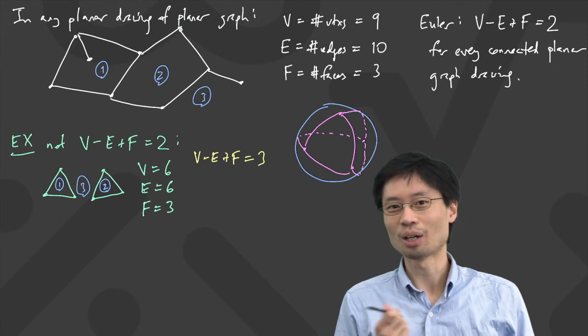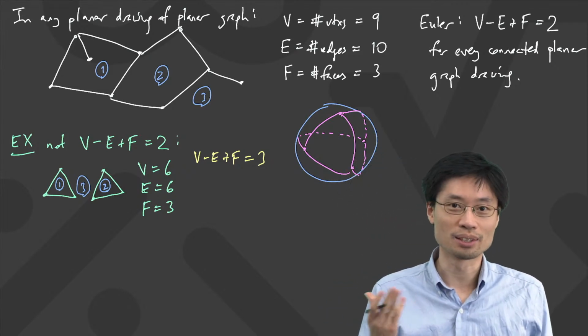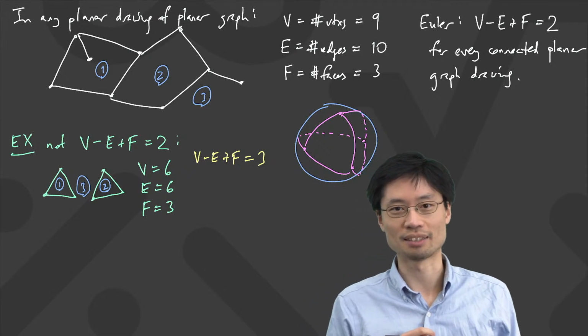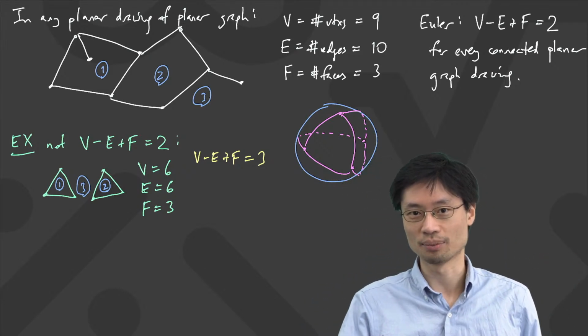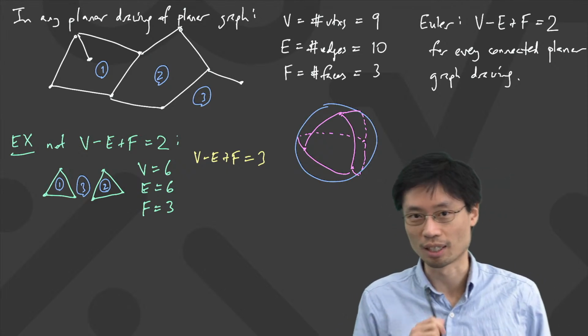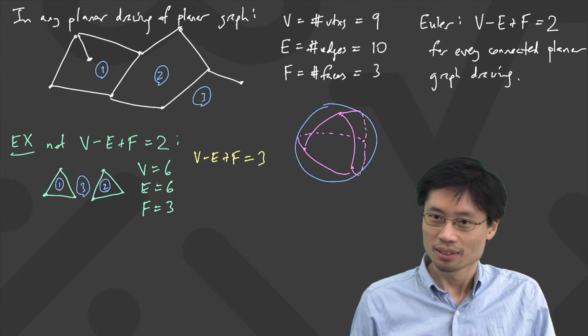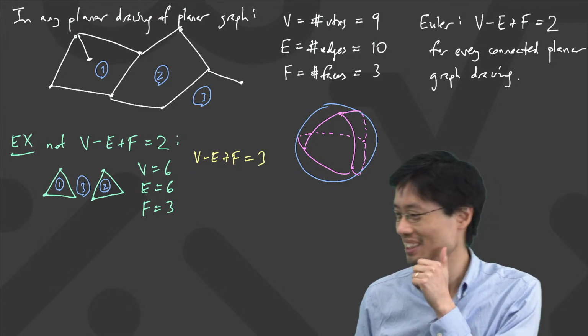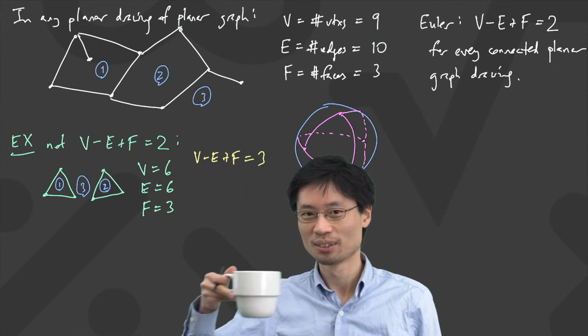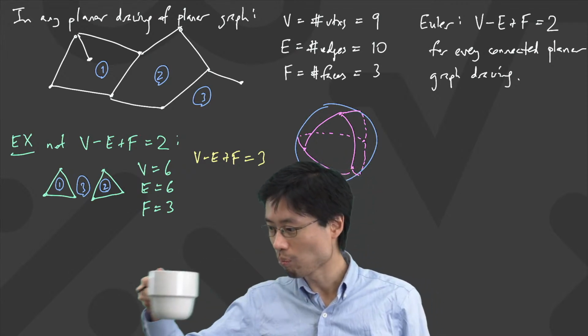Okay, so now what I want to do first is try to prove this, v minus e plus f equals 2, because that's neat, and that's going to be one of the ways that we show that certain graphs are not planar. How might you do that? Well, Advait, what do you want to do? We use induction, maybe on the number of edges.